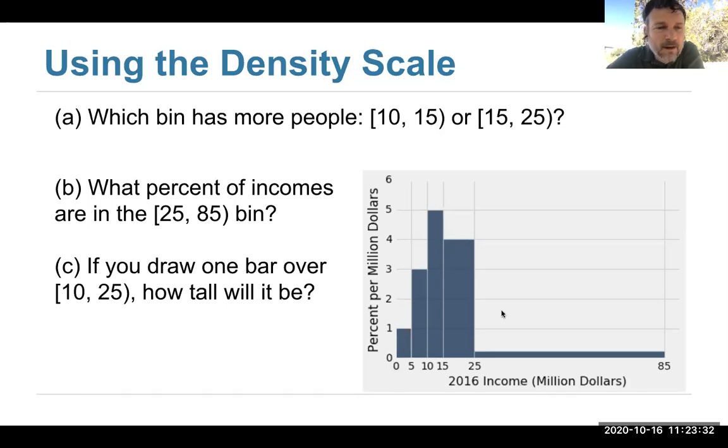All right. Let's do question C. Here we have one bin from 10 to 15 and another from 15 to 25. But suppose that we merge those into a single bin from 10 to 25. How high should the bar be? And for starters, why don't you just kind of estimate it, eyeball it if you want. You could do the math if you want to figure out exactly.